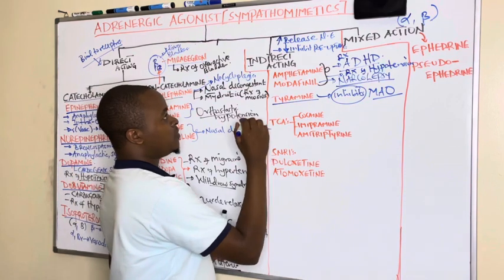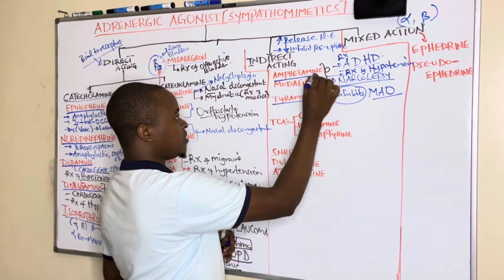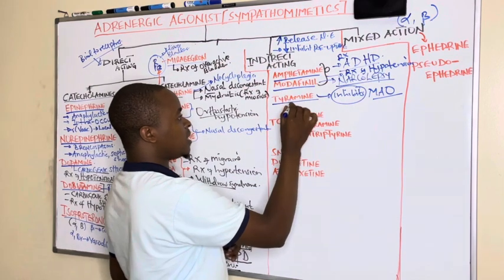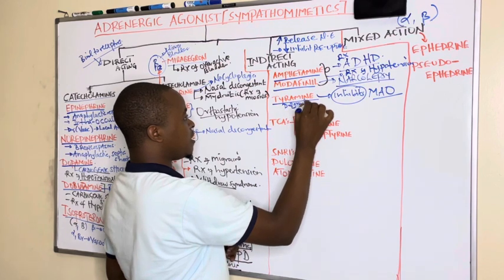And these ones we can also use in treatment of hypotension, that is, low blood pressure. Then we have these ones, which are increasing release. This one is inhibiting degradation, that is tyramine.